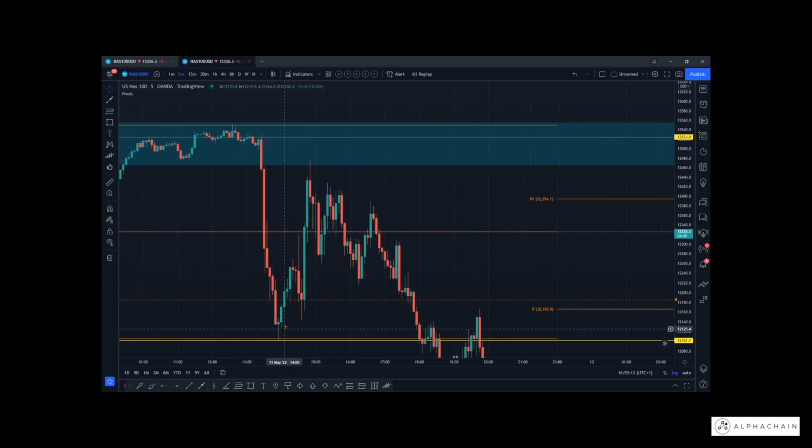Look at the type of candlestick formed in this region, and then you'll be looking to execute the trade in this region here. Look to buy once price closes above that doji candle.